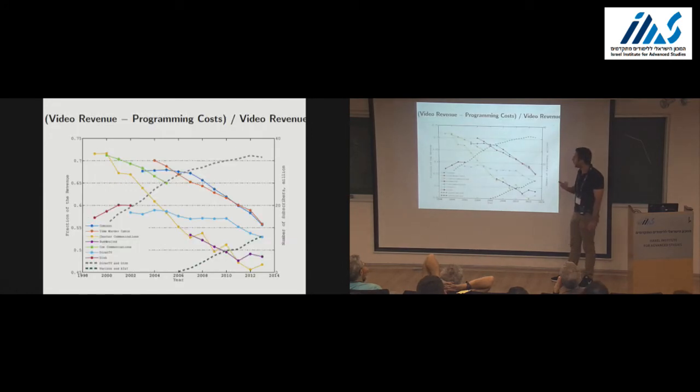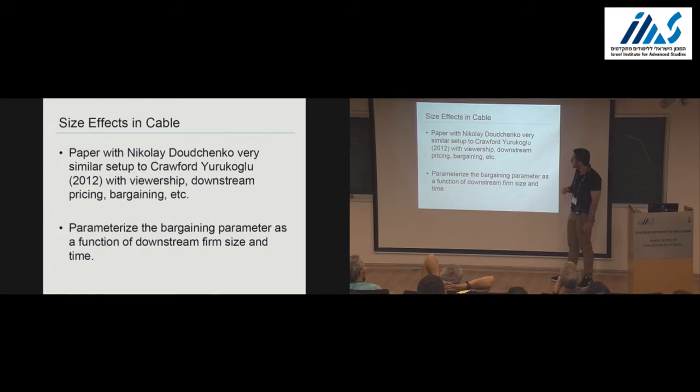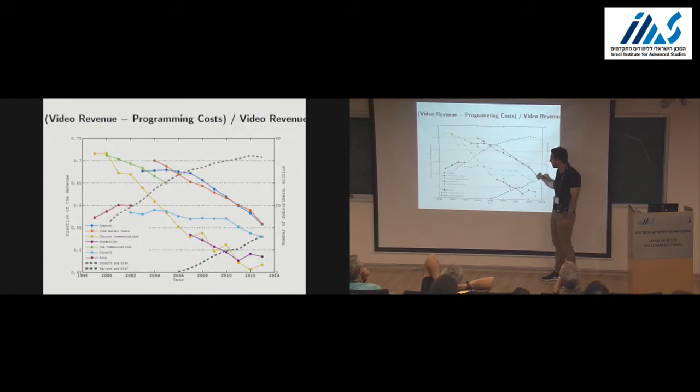So I did some work with Nikolai Dowchenko, where we basically took a very similar model to the ones that Robin was talking about yesterday. We parameterized the bargaining power to be a function of two things. One is the total number of subscribers the downstream firm has, and the other is time. Let me explain what's going on here.